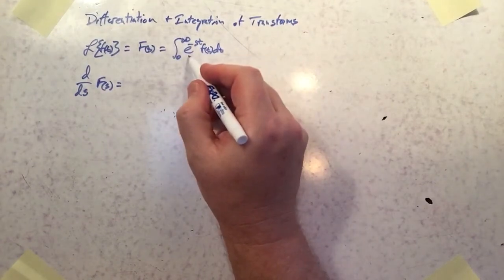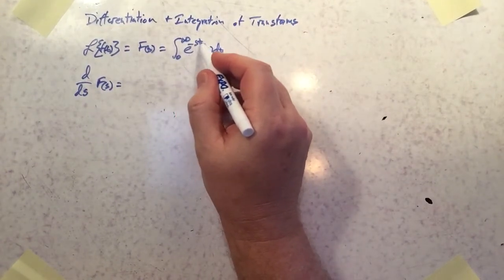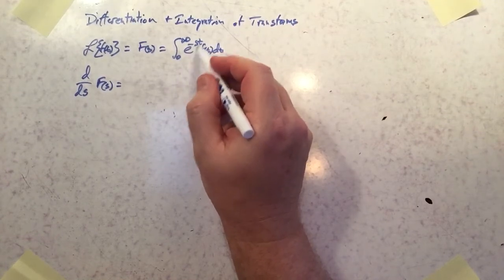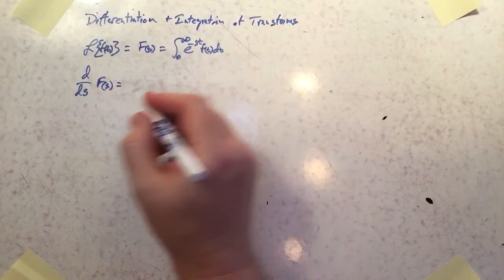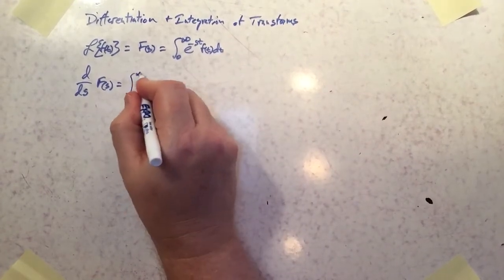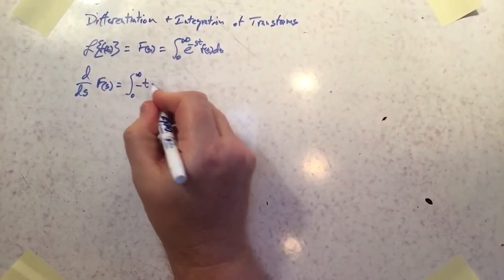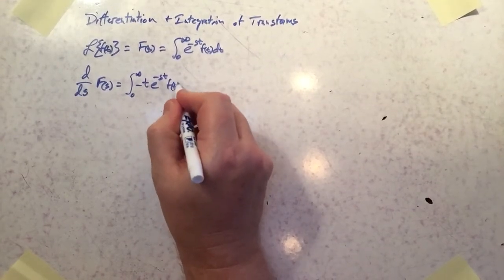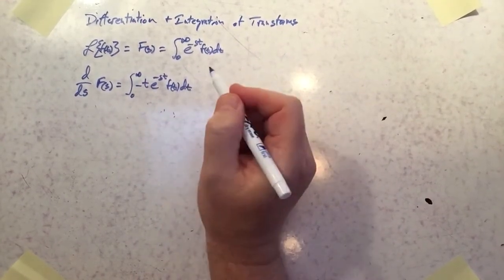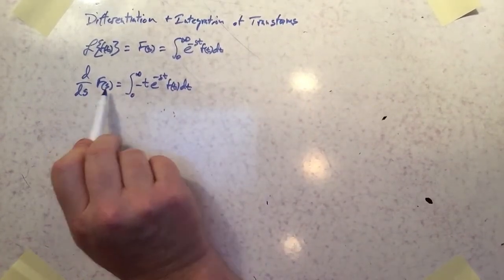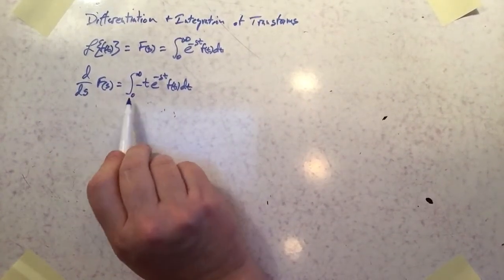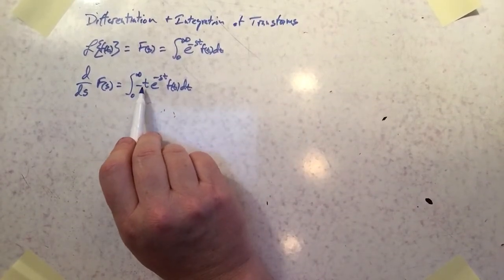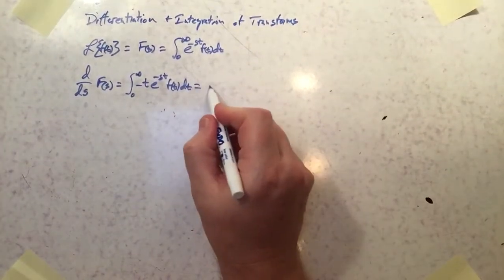Really, the only thing that's a function of s is e to the negative st, and its first derivative would be negative t times e to the negative st. So it's still the integral from 0 to infinity, negative t e to the negative st, f(t), dt. So this is the first derivative with respect to s of the Laplace transform in the form of the definition of the Laplace transform. Well, if we look at that, I can move the negative outside.